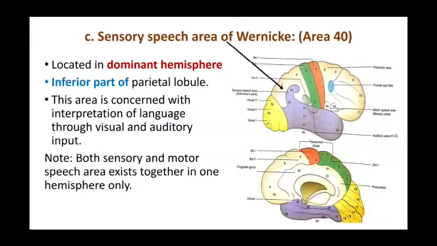Next we have the sensory speech area of Wernicke, or area number 40. It is located in the dominant hemisphere, usually the left, in the inferior part of the parietal lobule. This area is concerned with interpretation of language through visual and auditory inputs. Note, both sensory and motor speech areas exist together in one hemisphere only.